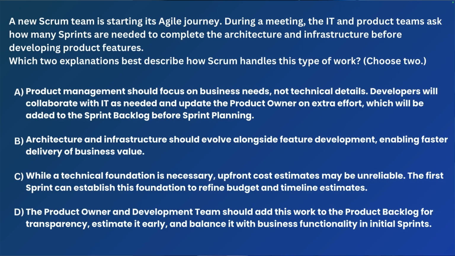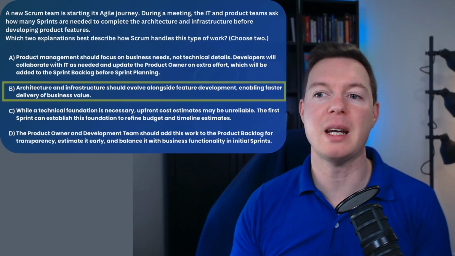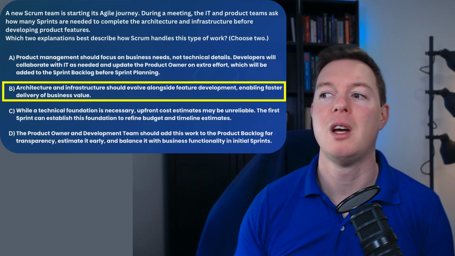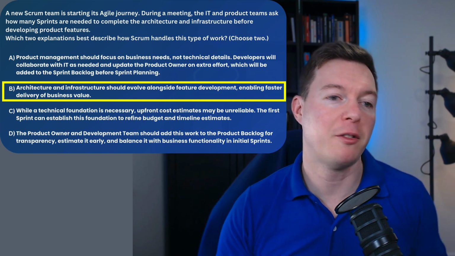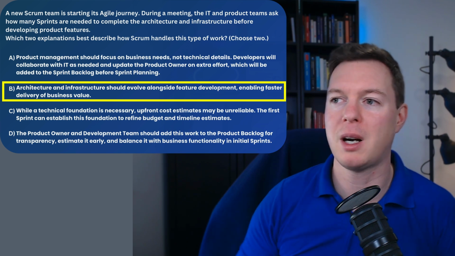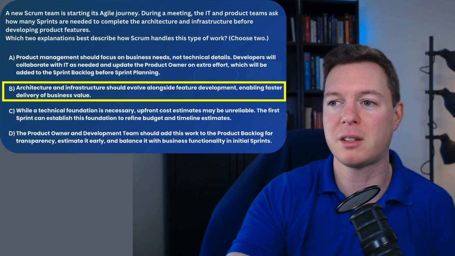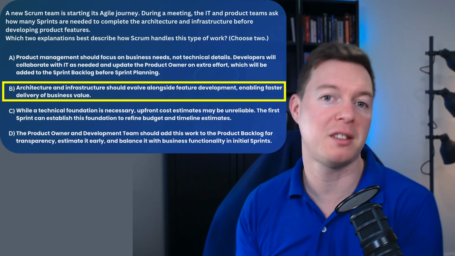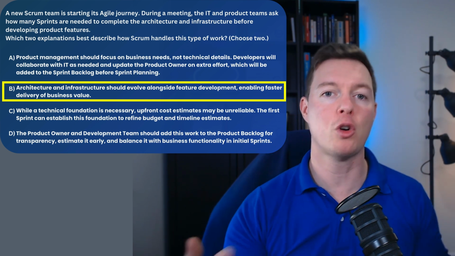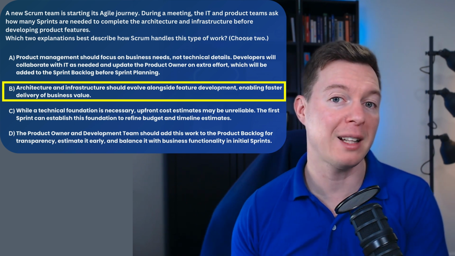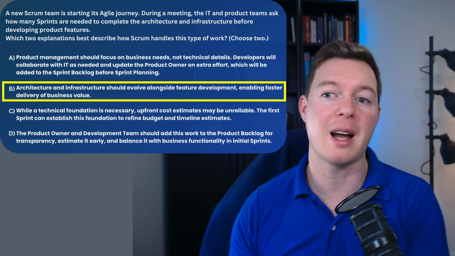And if you're a Scrum Master, then you might want to explain this. So the first one that is correct is B. Architecture and infrastructure should evolve alongside feature development. Now, because of the reasons I mentioned before, and it also is in the Agile principles that it should emerge, we'll have a look into why a little bit in a sec. But the second part of that answer is enabling faster delivery of business value, which is, of course, what we want with Agile. We want to focus on what is actually valuable and work towards that.